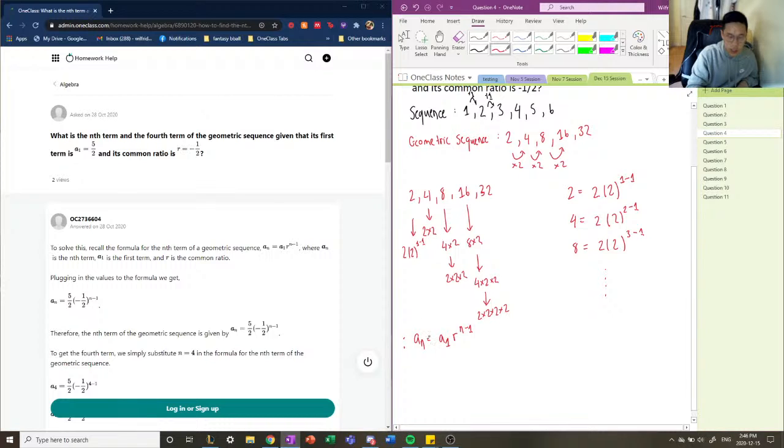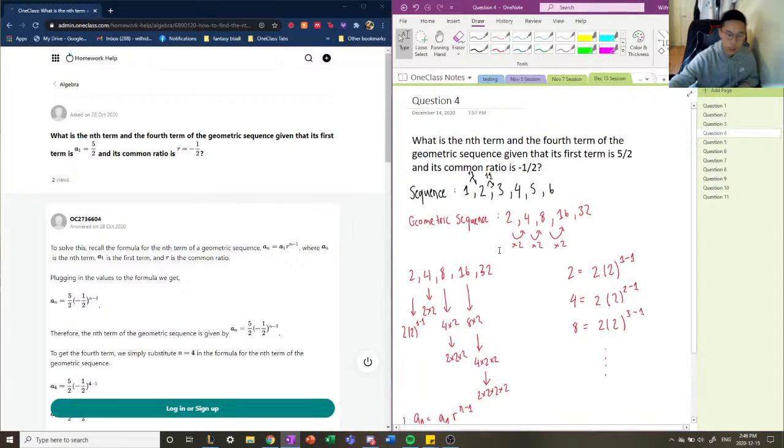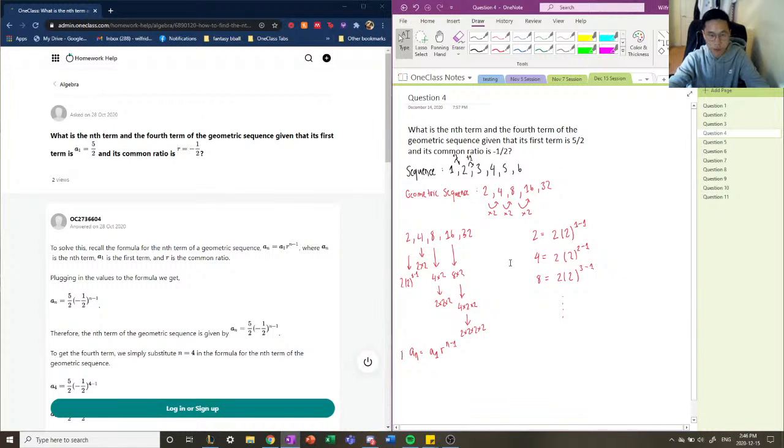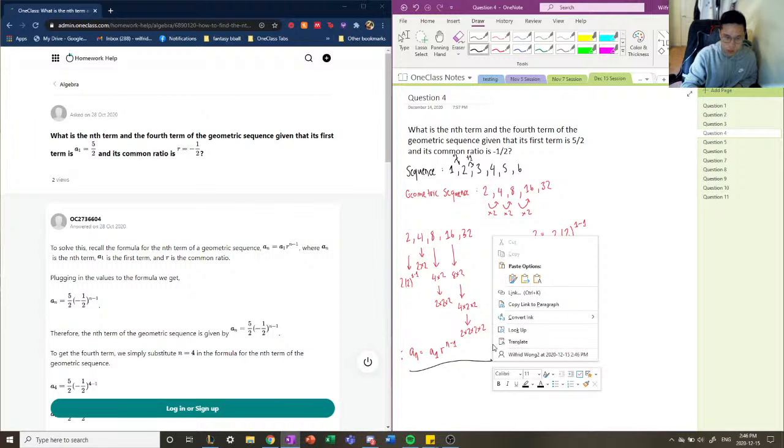If you're looking for the nth term of our geometric sequence, it's just going to be the first term times a common ratio to the power of n minus 1. All right? So in this question specifically, they're asking us to find the nth term and the fourth term of a geometric sequence with the first term of 5 over 2 and the common ratio of negative 1 over 2.